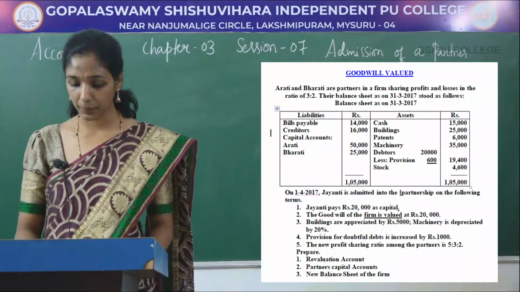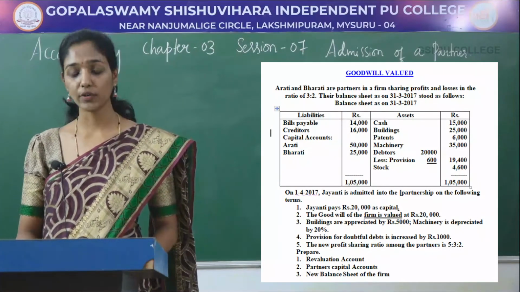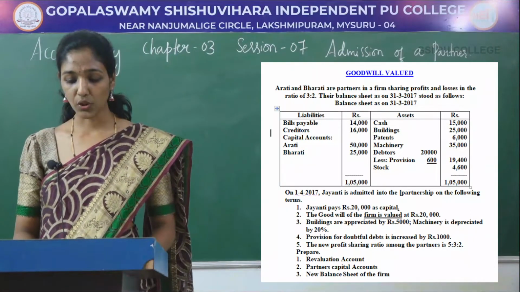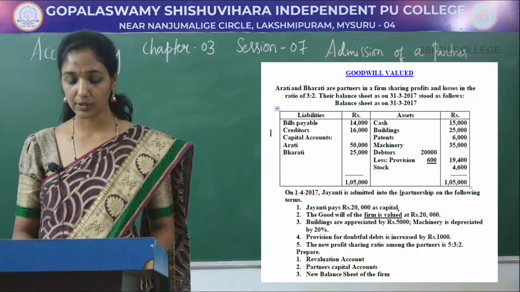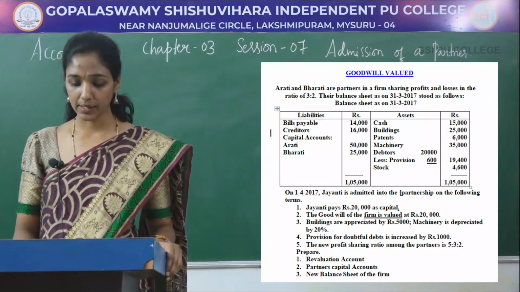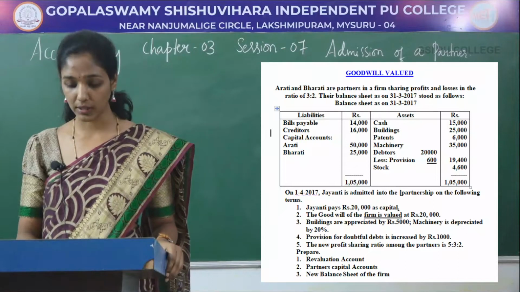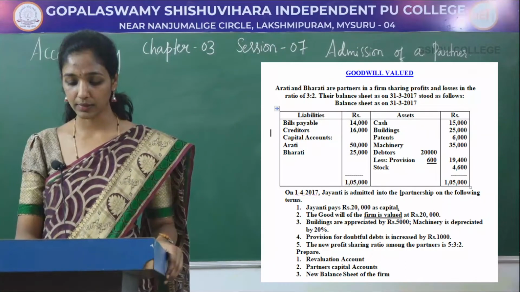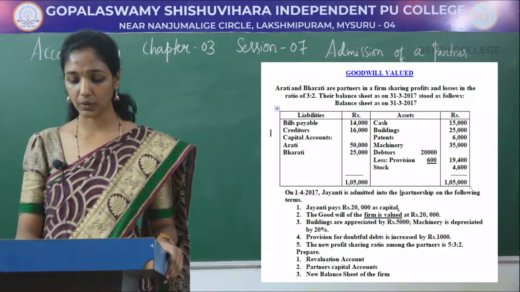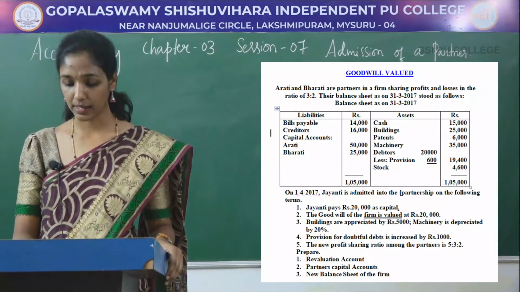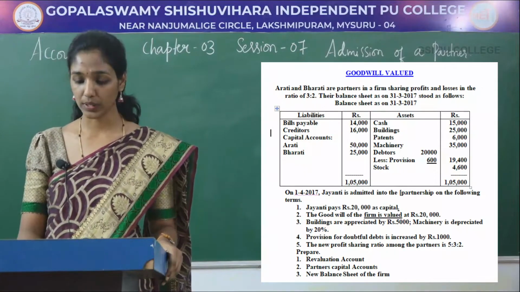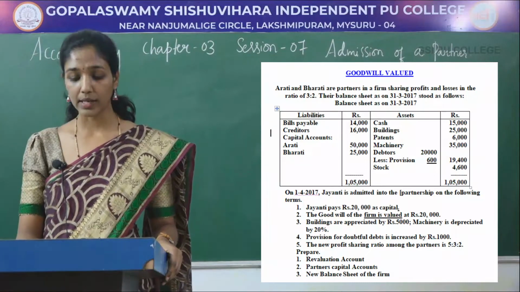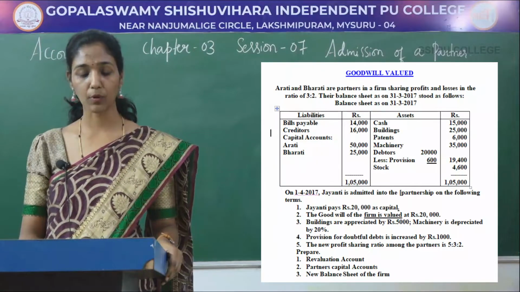Arati and Bharati are the partners in a firm sharing profit and losses in the ratio of 3:2. Their balance sheet as on 31st/3/2017 stood as follows. On the liability side, they have given bills payable 14,000, creditors 16,000, and their capital amount is Arati 50,000, Bharati 25,000. And on the asset side, cash 15,000, building 25,000, patent 6,000, machinery 35,000, debtors 20,000, less provision 600.